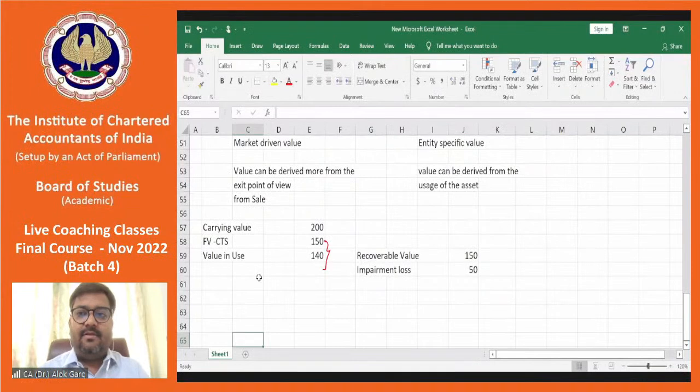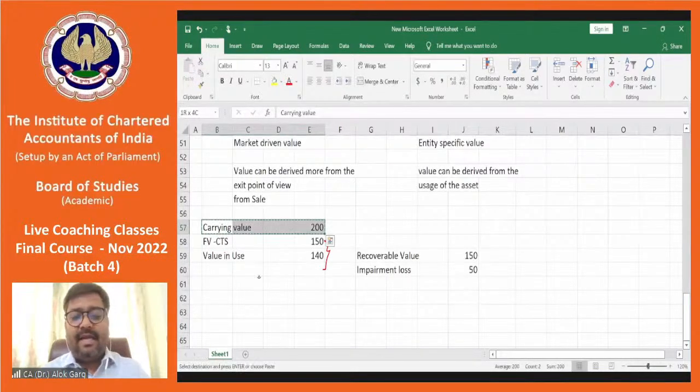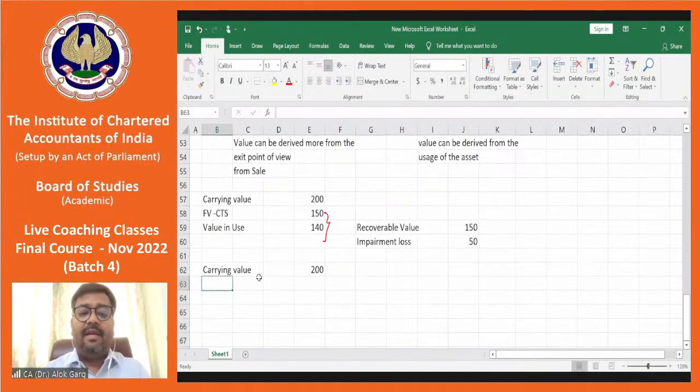There are 2 lakhs of recoverable amount, fair value less cost to sell and value in use. Again, in the same example, this is my carrying value. And when I have calculated my fair value less cost to sell, it comes out at 210 rupees. Do I need to calculate value in use?